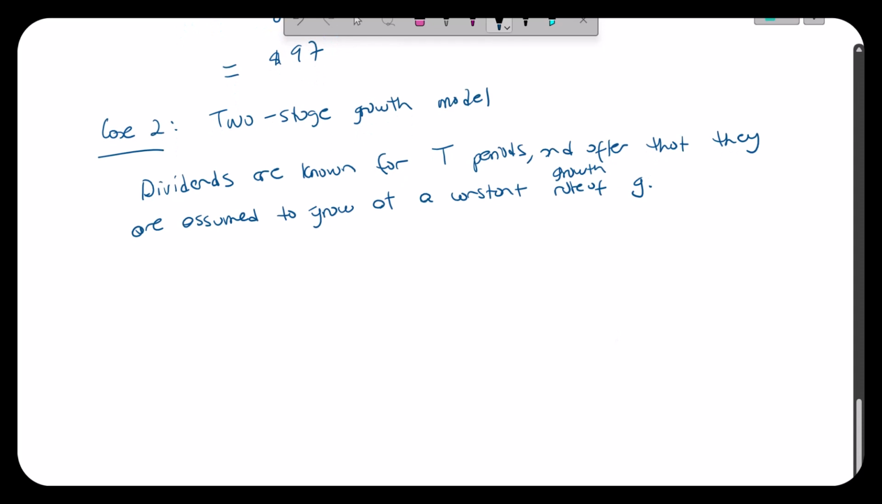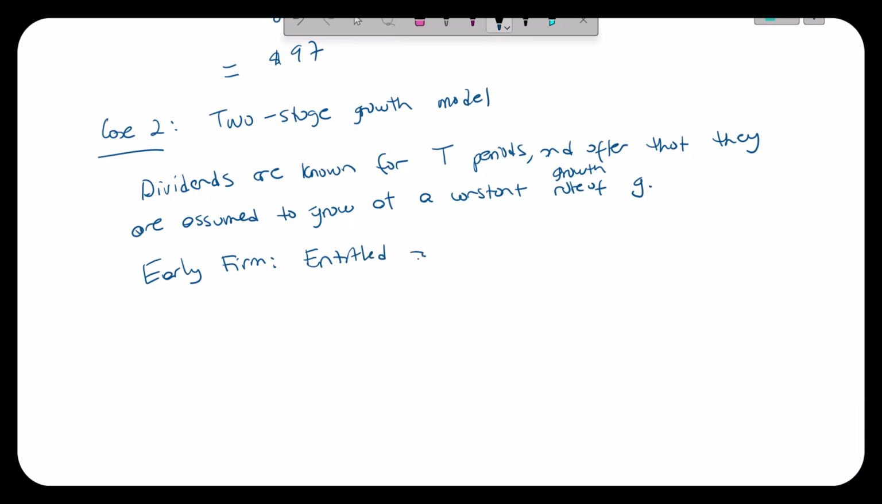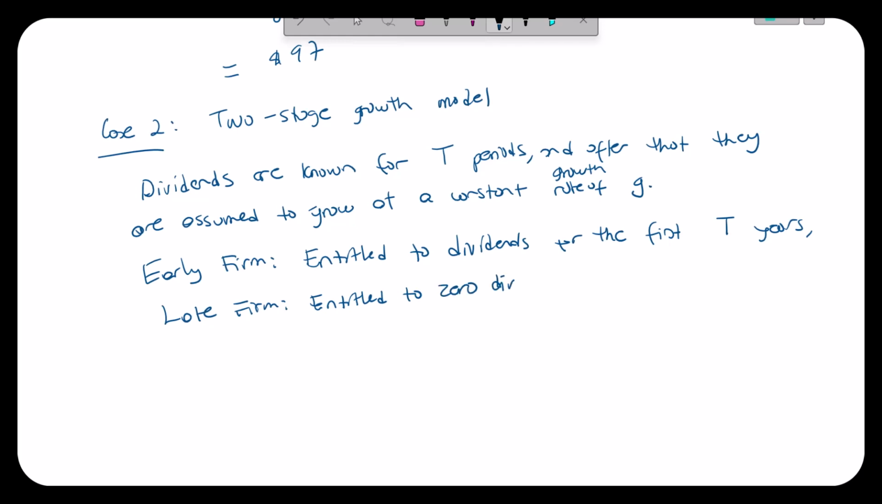So I'm going to call this early company or early firm entitled to dividends for the first 3 years, and the late firm entitled to 0 dividends for 3 years, then all the dividends after.